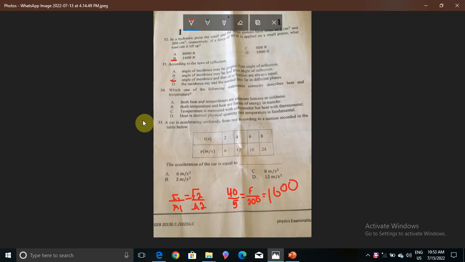The correct answer is D. Heat is derived physical quantity. Yes, and temperature is from the 7 fundamental quantities. So the correct answer for question number 34 is D, which is correct about heat and temperature. Now question number 35.